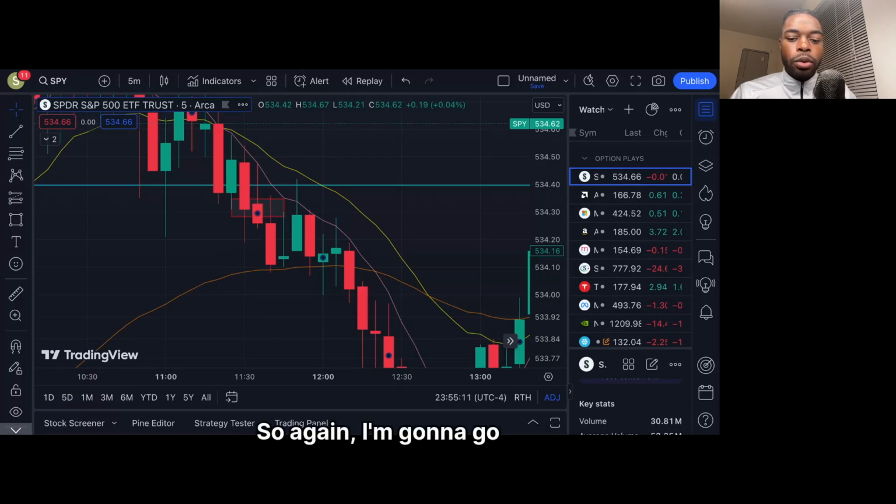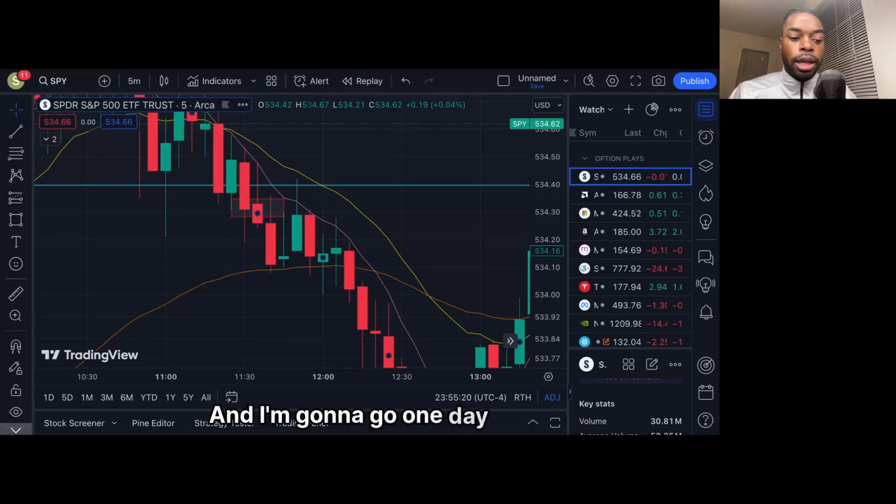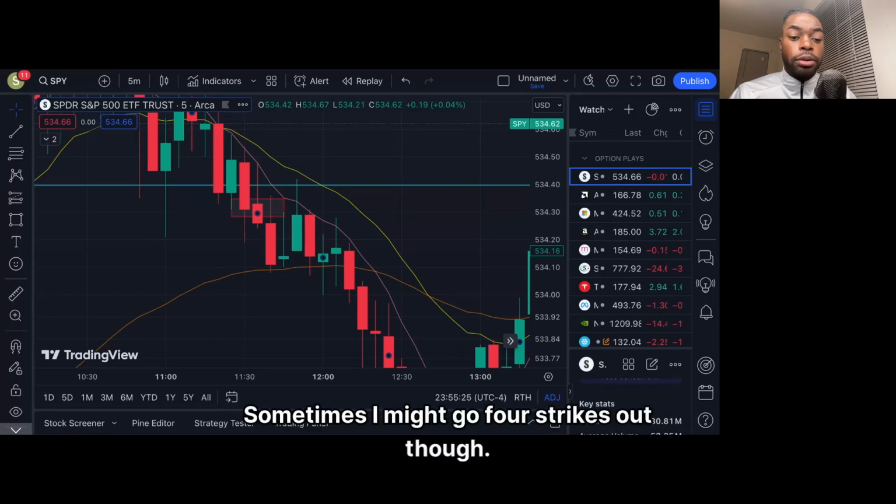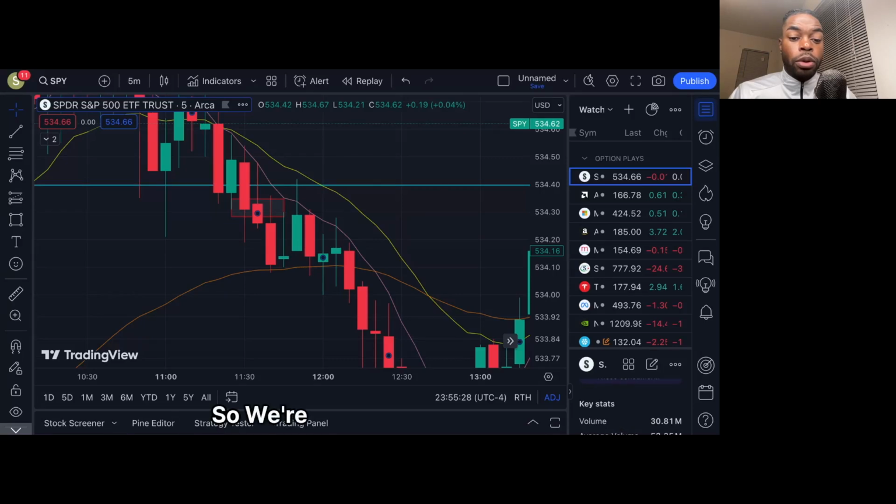So again, I'm going to go 1 day out. So today is 6/7, so I'm going to go to 6/10. Okay. And I'm going to go 1 day out, and I'm going to day trade this. So I'm going to be looking for, again, 2 to 3 strikes out. Sometimes I might go 4 strikes out though. So we're at 534. 533 would be the next, 532, and then 531.